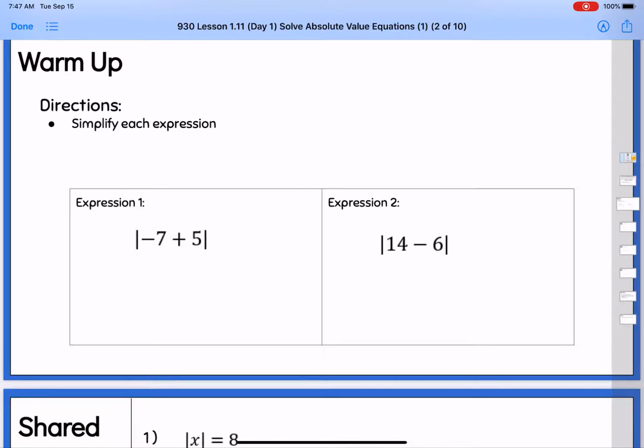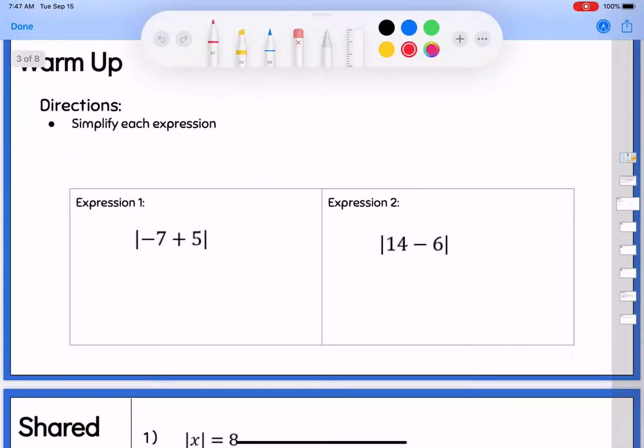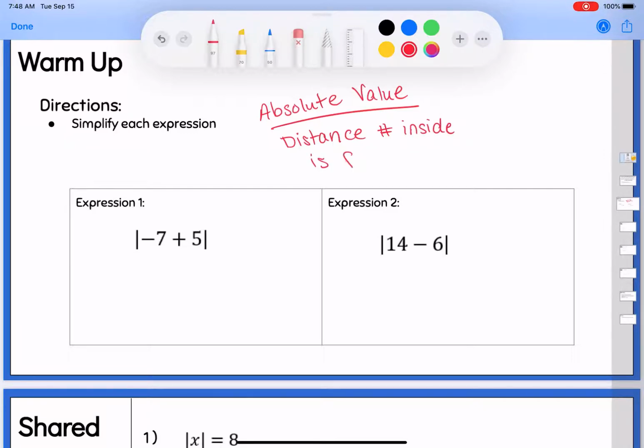We'll remember that absolute value means how far the number inside is away from zero, the distance from zero. So in order to figure out how far the number inside is from zero, you have to perform any operations inside the absolute value before we can figure out how far it is from zero. In this case, we'd always want to follow order of operations.